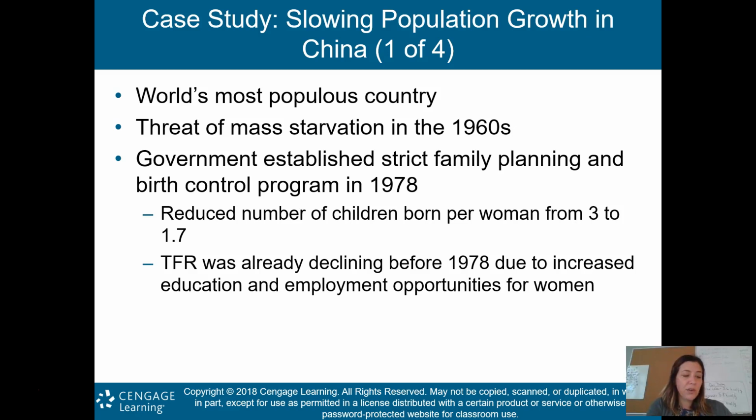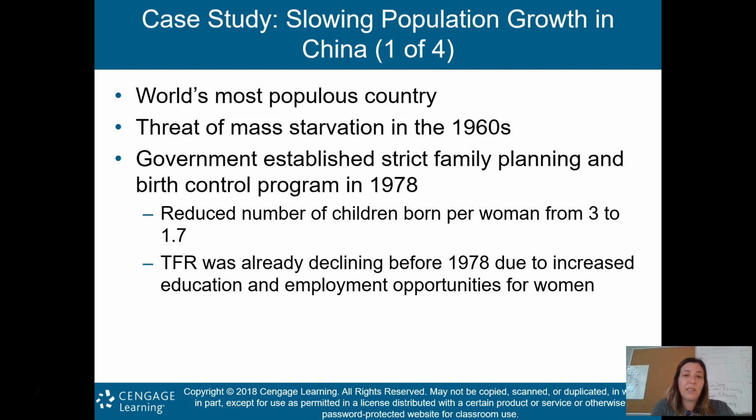Couples who agreed to have no more than one child were given access to better housing. They were given more food, free health care, salary bonuses, and preferential job opportunities for their child when they grew up to working age and entered the labor force. If the family agreed to this and then broke that and had more than one child, then they lost all the benefits.